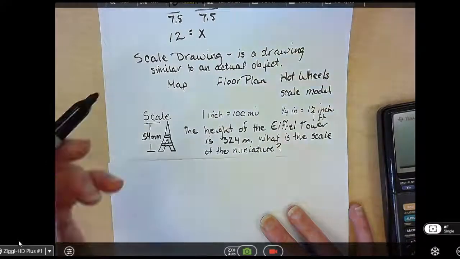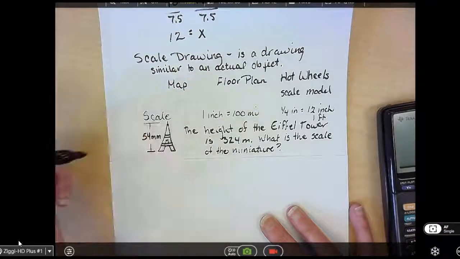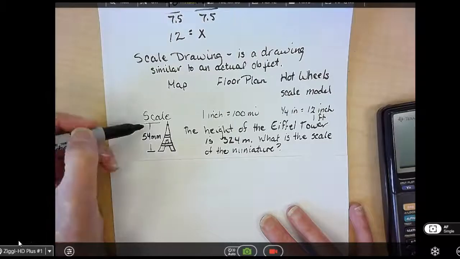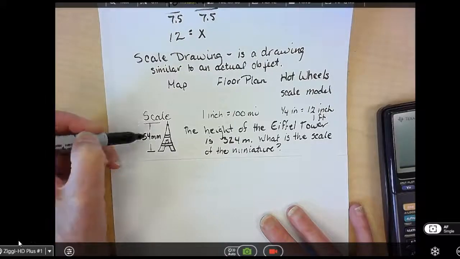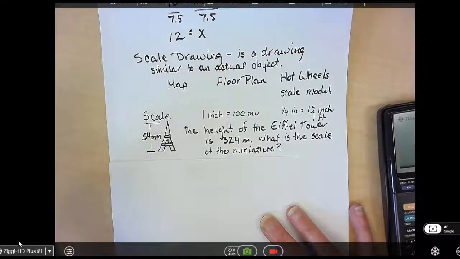Actually, I should have brought my Christmas ornament, because I have a little miniature Eiffel Tower that my sister brought back from London.